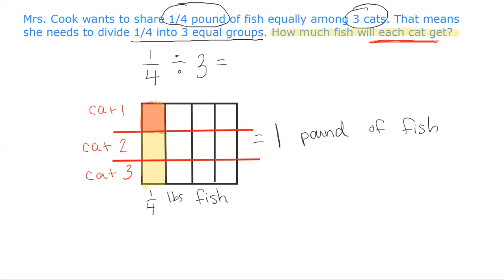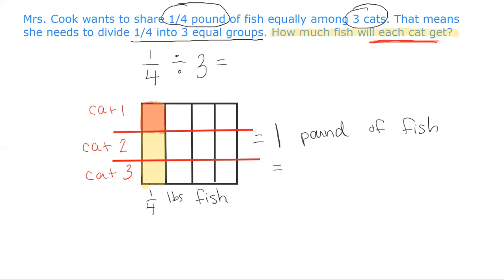Next, we now have to count. This 1 pound of fish was divided 2 times. First, it was divided into 4 pieces, and then it was divided into 3 pieces. So what is the fraction represented by cat number 1 now? What we're going to do is count up what it's broken into.